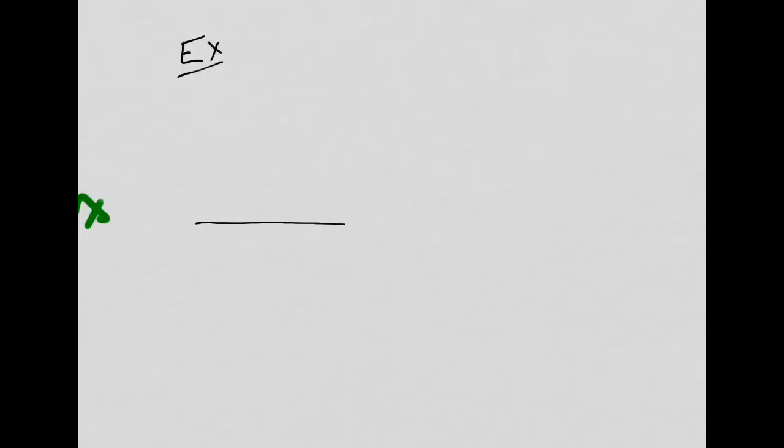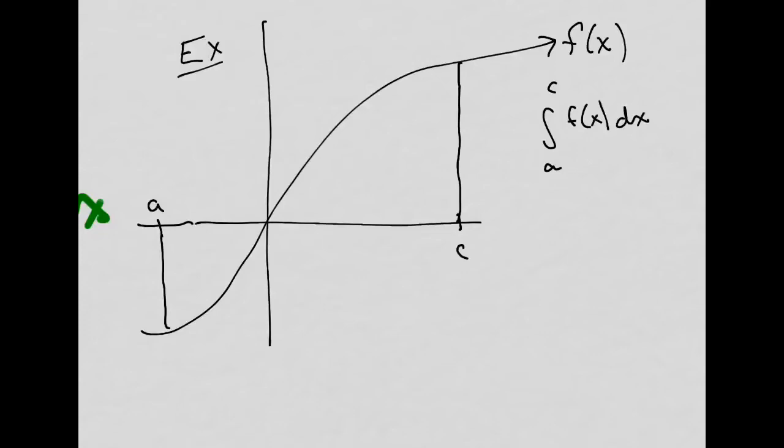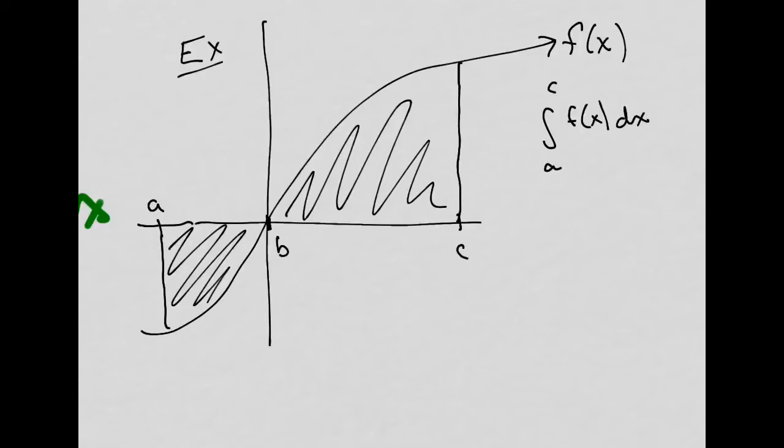So if we have an example here, here is our f of x, and here is our a, and here is our c. If we were taking the definite integral from here to here, from a to c of this function, it would be very natural to want to split it up at b, which for our example is at 0. So we would take this negative area, and then we would take this positive area. And so it'd be natural to split it up in such a way.